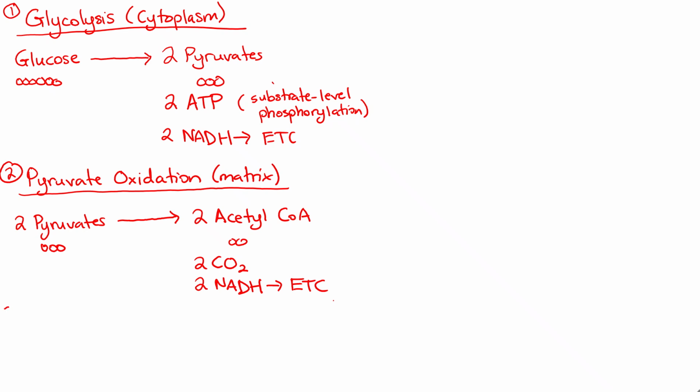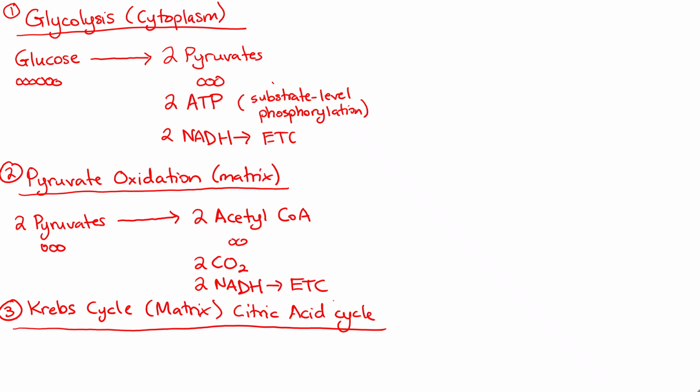Finally, our acetyl-CoA is going to be completely oxidized to CO2 in the next step. This is called the Krebs cycle. Happens in the matrix. And it has another name. It's also called the citric acid cycle, and you need to know that.